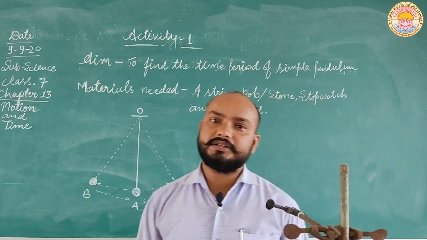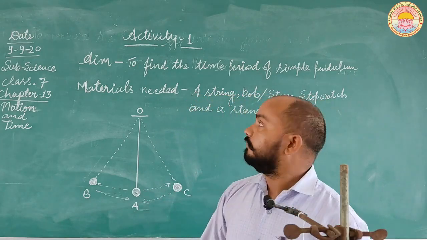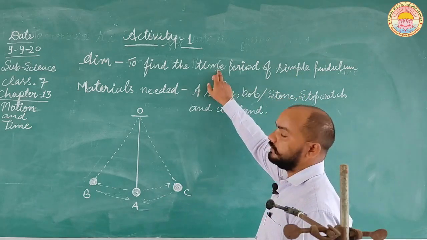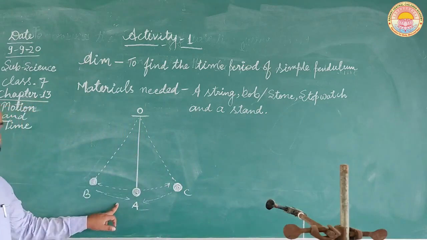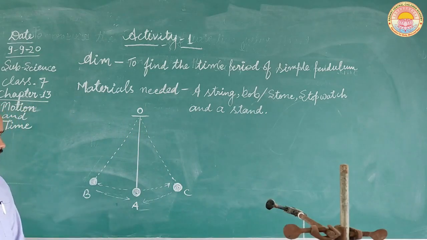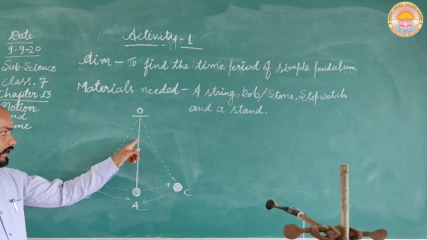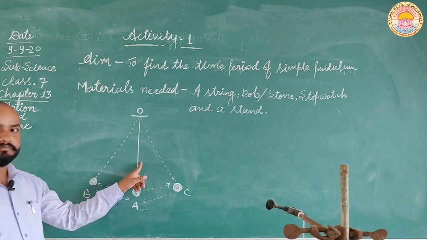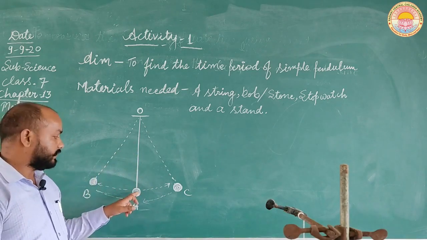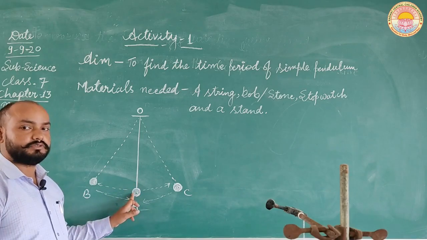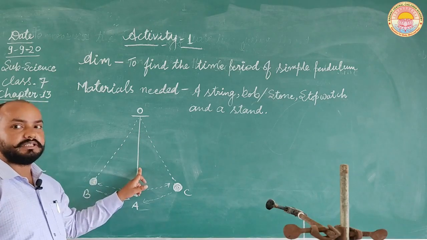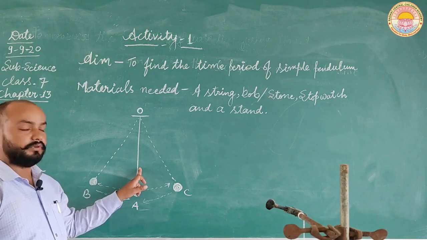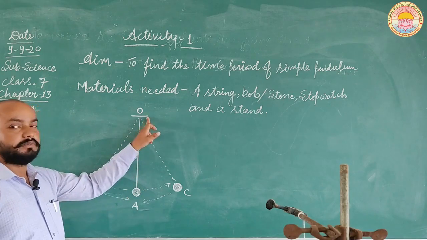But before starting this activity we need to know what a time period is. So students, as you can see, here is a picture of a pendulum. The pendulum is a system made by a bob and a piece of non-stretchable thread. There is a small stone or a bob connected with a non-stretchable thread of length up to 1 meter, and it is tied to a fixed point.